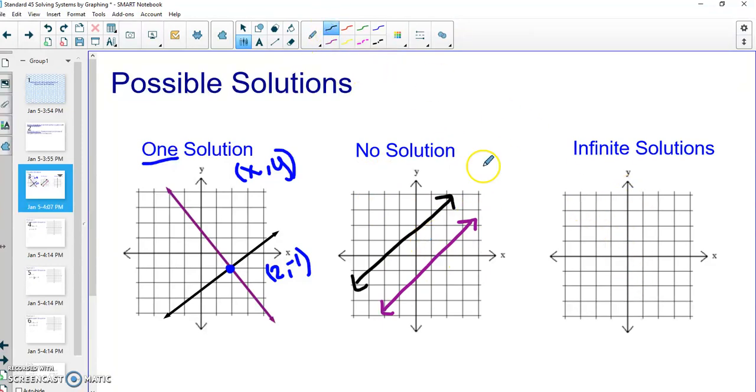Then the last type of solution is infinite solutions. Here's one of my lines. Then my second line is right on top of this one. Since they're two lines right on top of each other, they are going to cross at an infinite number of points. There are all of these points along this line where the two lines cross. That's why we have infinite solutions. Infinite, remember, means that it goes on forever and ever.